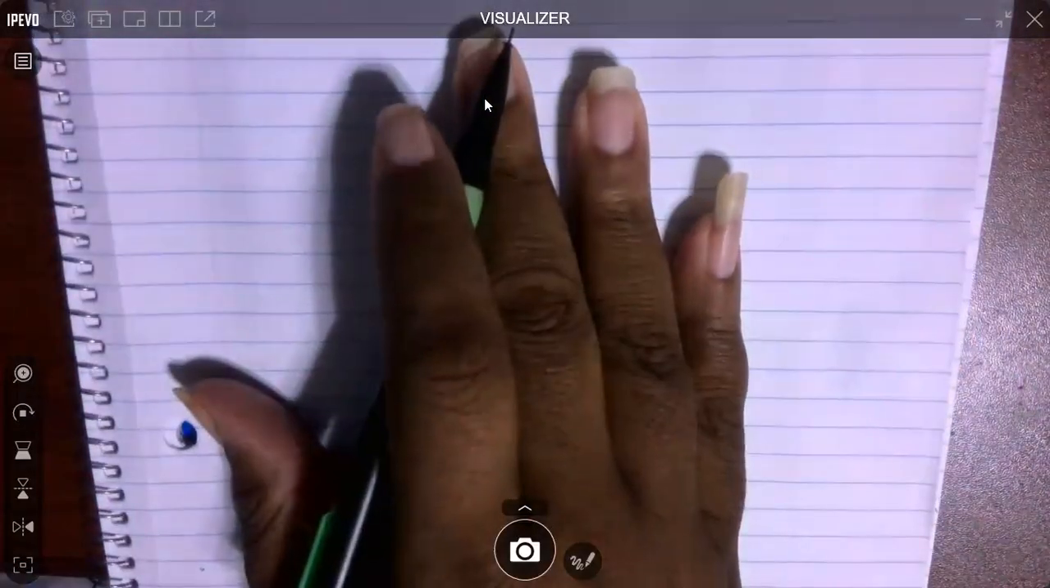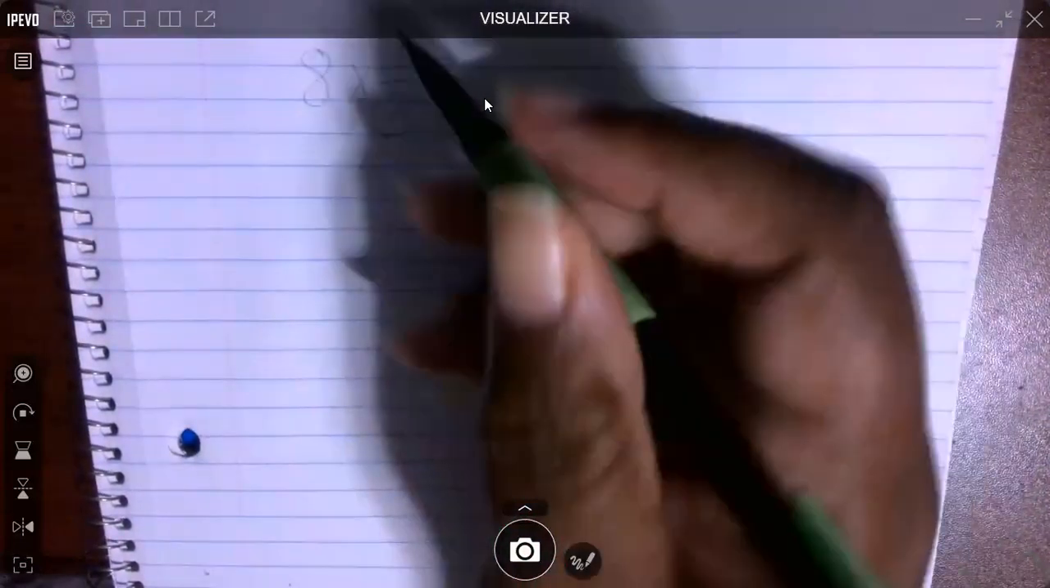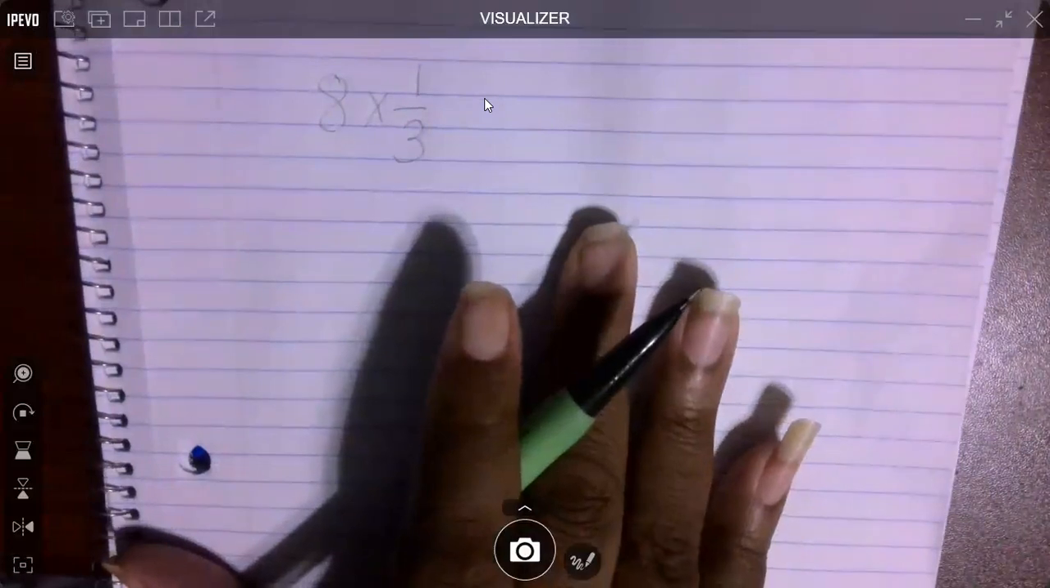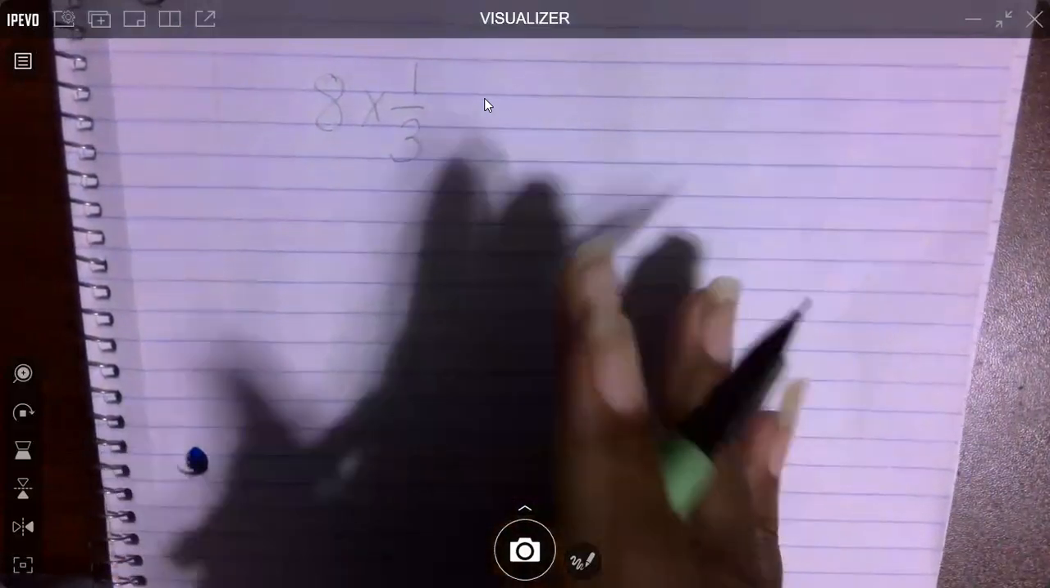So when I did my multiplication, fraction times a whole number, my volume was off, so I need to redo that. All right, so let's take the problem 8 times 1/3. We have three different strategies that we can use to solve this problem.